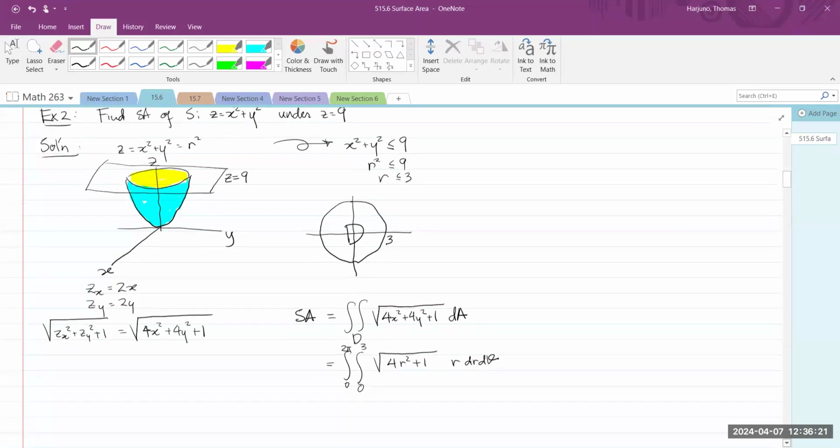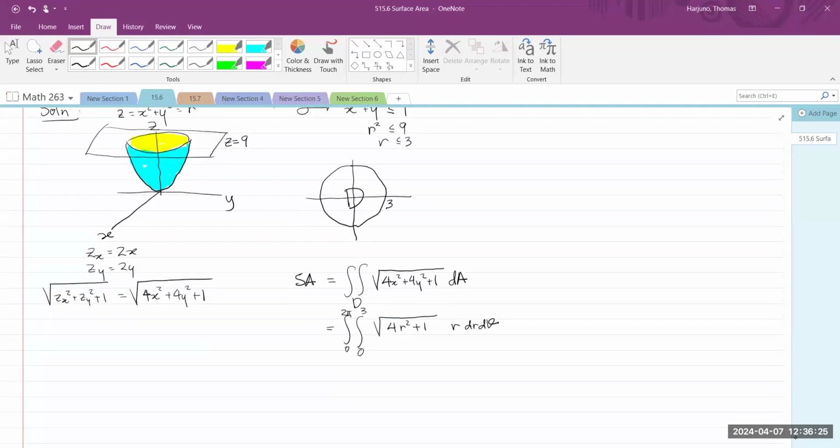Notice that the integrand is independent of theta, and the domain of integration is, quote-unquote, a rectangle. In other words, the limits are all numbers. The limits of integration for r are independent from the limits of integration for theta. So then we can actually do it this way. This is the integral from 0 to 2 pi of d theta multiplied by the integral from 0 to 3 of the square root of 4r squared plus 1 times r dr.